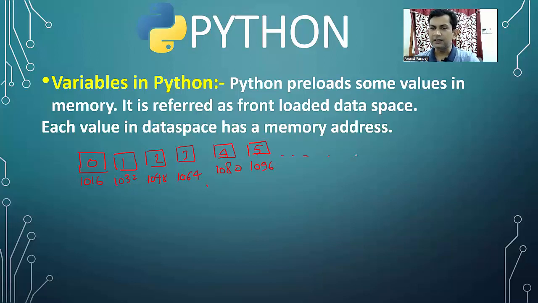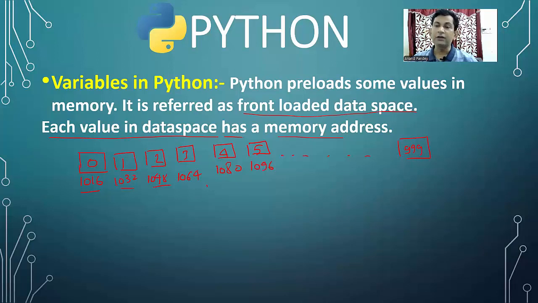I have checked practically up to 999. These values are already uploaded into the memory, and that memory space is called front-loaded data space. Each value in this data space has a memory address, as I've shown here. These memory addresses may vary computer by computer. Just consider the memory address of 0 is 1016, then 1032, 1048. Consider it; it will vary.